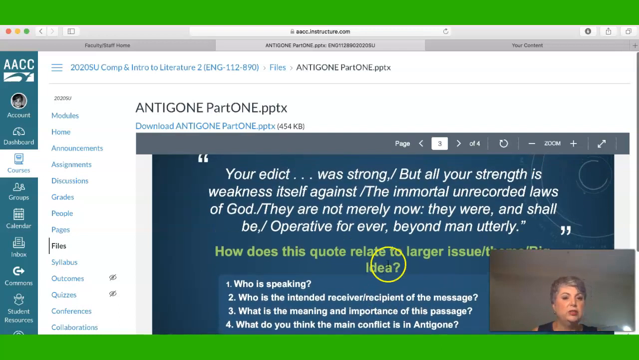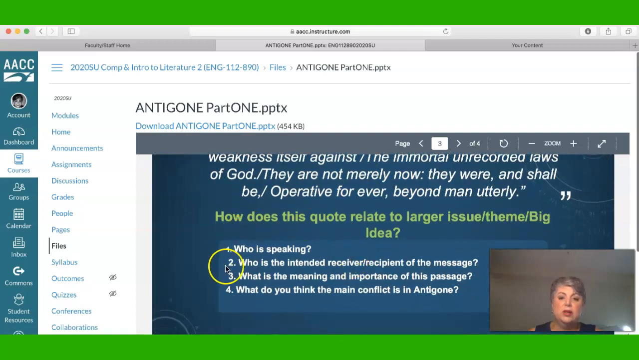That's what we're trying to do. This is a significant quote, and it's actually Antigone speaking directly to Creon. And so what I ask you is, who is speaking, right? Who's the intended audience? Well, it's Antigone. She's speaking directly to Creon. What is the meaning or importance of this quote or this message? And what do you think the main conflict is in Antigone?